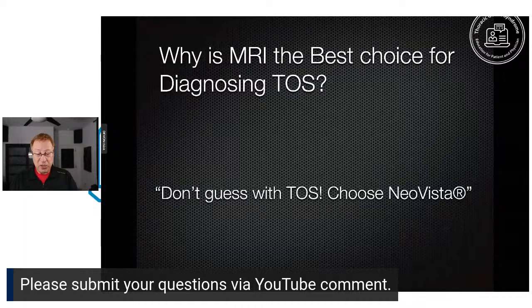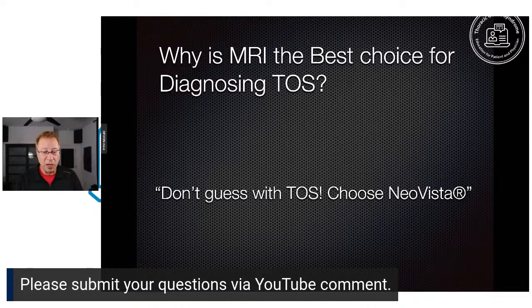So we always say here, don't guess with TOS. Choose NeoVista. We're proud of what we do with our MRI. We think it is the best modality for diagnosing TOS. If I had to pick any weakness, I'd say we don't see bone detail quite as well as a CAT scan might. But since bones are much less likely to be the cause of TOS in the areas where we don't see it well, I think that's a really minor limitation. All right? Don't guess with TOS.